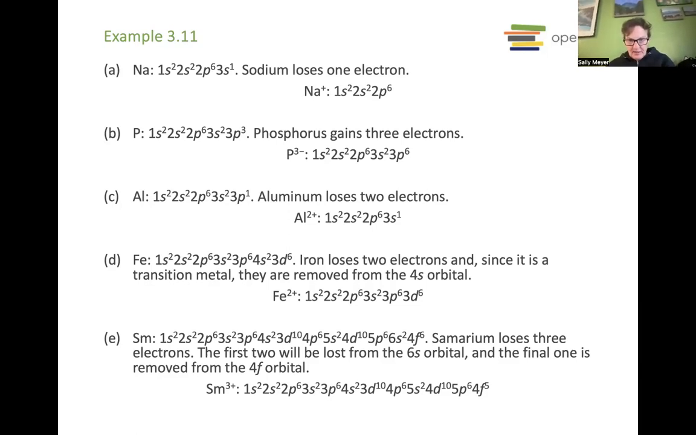Iron in its valence is 4s2, 3d6. The others are inner shell. When it loses 2 electrons, they're removed from the 4s orbital first. So that's one of the rules for the d series.